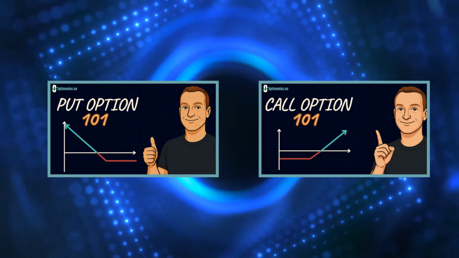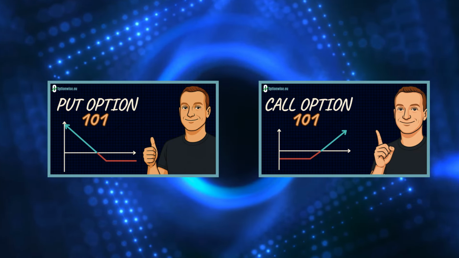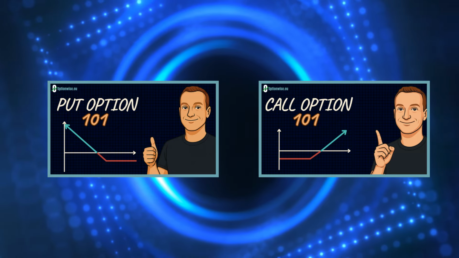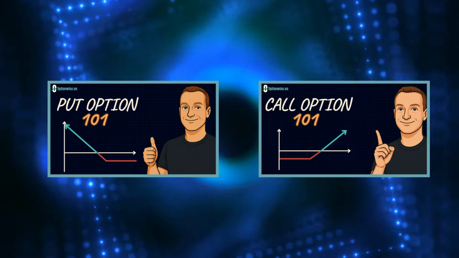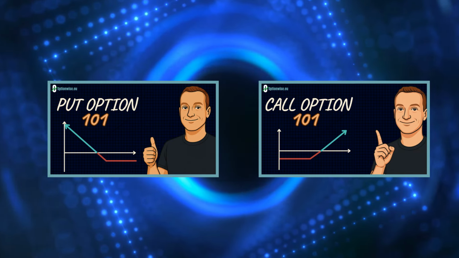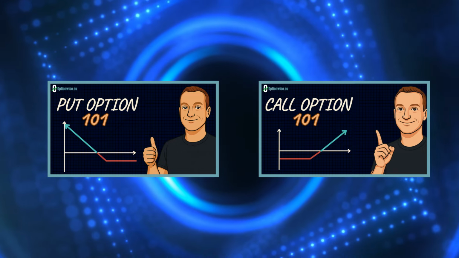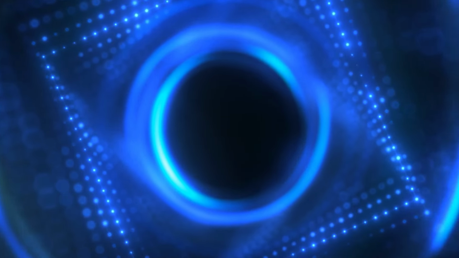But there is another side of every contract. Just like in life, every right is someone else's obligation. And that's exactly what happens with options. The option seller takes on the obligation to deliver or buy the underlying asset at the agreed upon price within the agreed time frame if the buyer chooses to exercise.